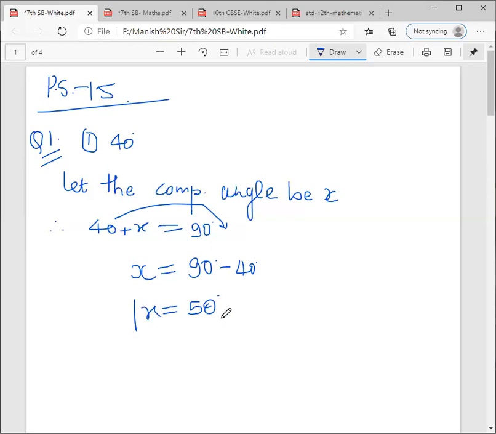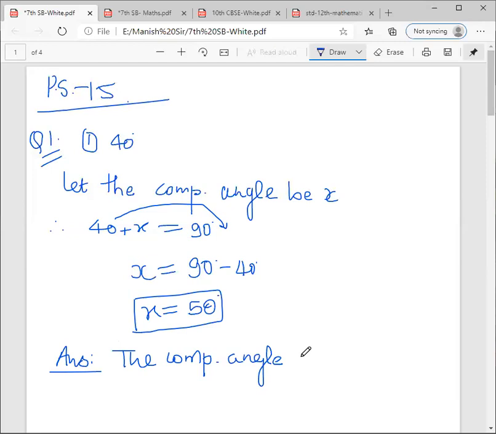At the end, what you have to do? At the end, you have to write in this way. Answer: the complementary angle of 40 degrees is 50 degrees. In this way, you have to write the final statement of this solution.